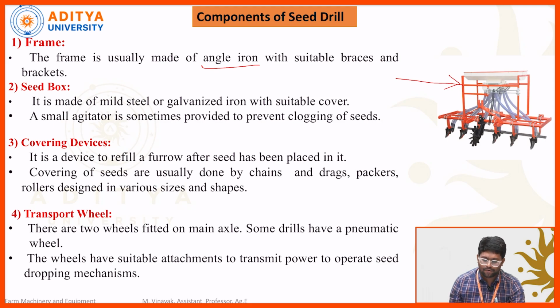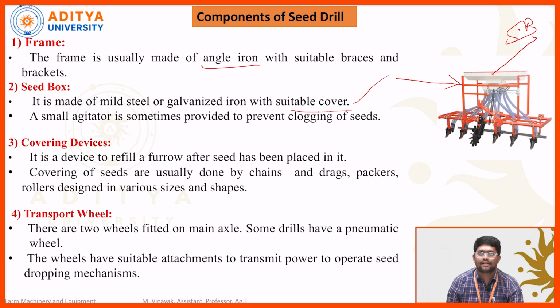Next one is a seed box. This one is a CSB, seed box. Most seed cum fertilizer drills are made up of galvanized iron, okay, with a suitable cover. So why? Because galvanized iron has the best flowability property.